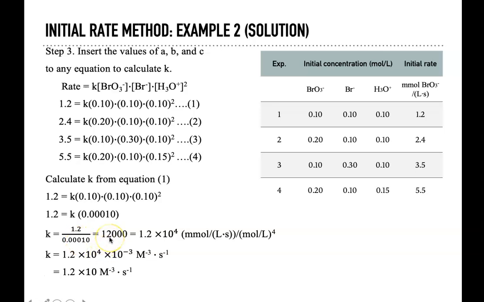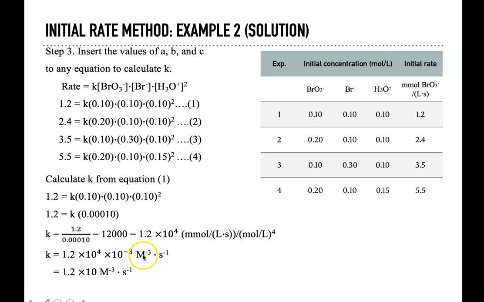This value is 12,000. K is now 12,000. The unit is the unit of rate, which is millimole over liter second, divided by the concentrations, mole per liter to the fourth power. So then mole per liter cancels out. Milli is remaining. What is milli again? Yes, milli is 10 to the negative 3 power. So 10 to the negative 3 is right there. Mole per liter cancels out. This one becomes 3.